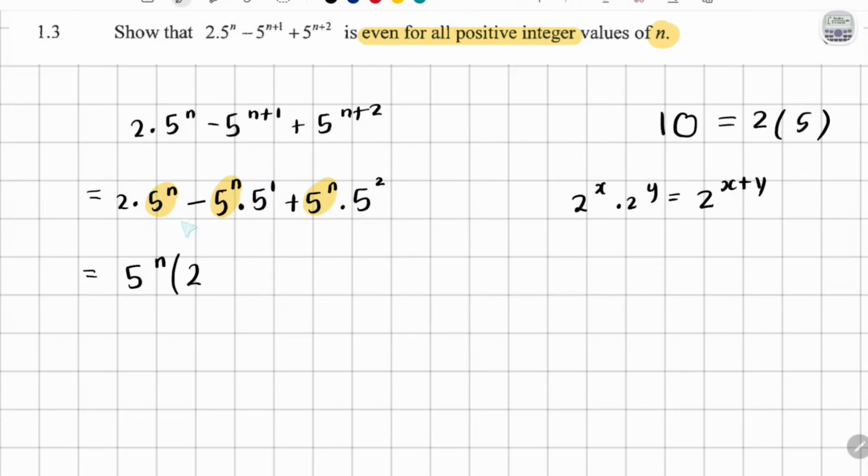In the second term, what do we have left? Well, we have a minus in front. We must not ignore that. So minus in front. And then we have 5 to the power of 1, which you can just write as 5. Then in the third term, what do we have left after taking this out? We have 5 to the power of 2, okay? But we have a plus in front, so that's positive 5 to the power of 2.